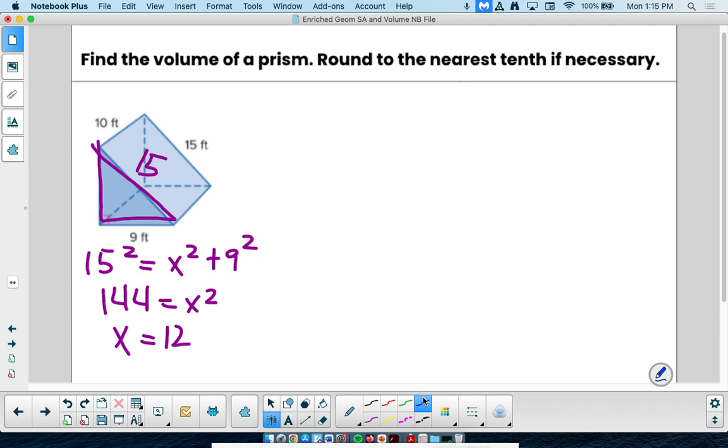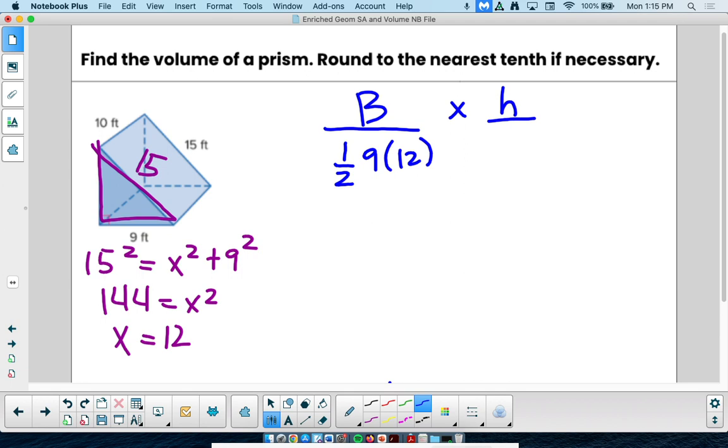Wait, we don't have the base though. We do, we just got it. You just got the height. Our base of the triangle is 9, and the height of the triangle is 12. Divide by 2.